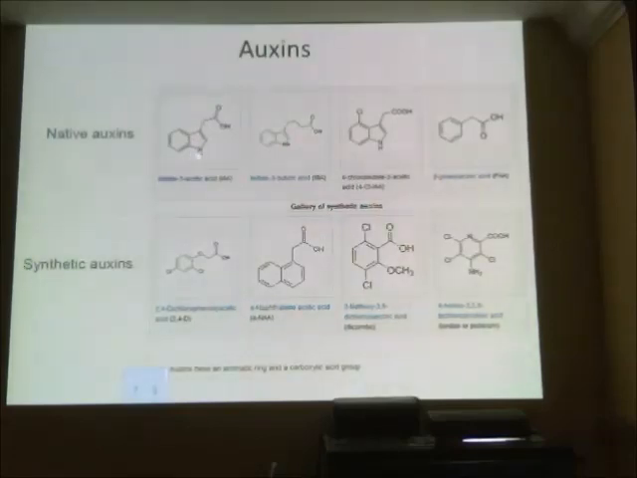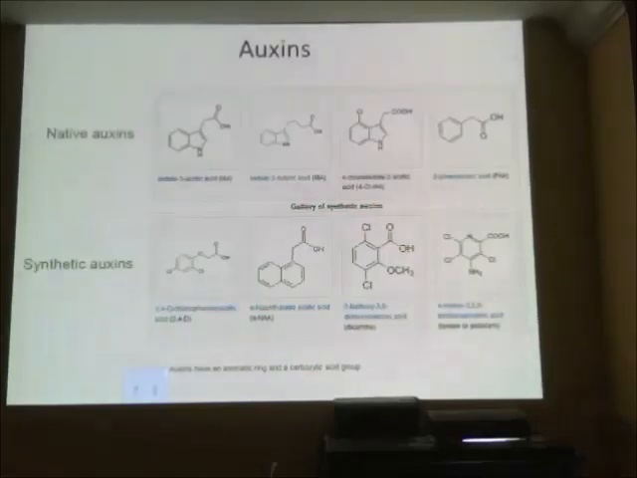We actually number from the heteroatom, we number around the ring, so this is the 1 position, the heteroatom being the nitrogen, 2, 3, so the attachment is at the 3 position, and then we would go 4, 5, 6, 7. So this is indole 3 acetic acid, or IAA, and unless I mention otherwise, I'm usually referring to IAA as the auxin.